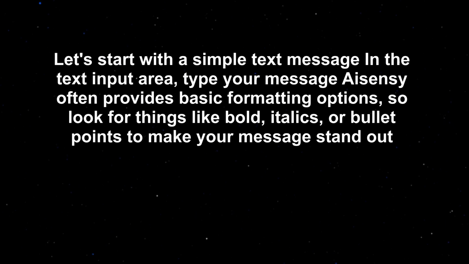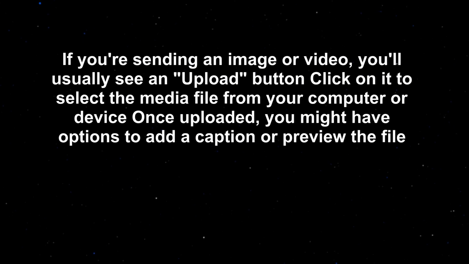In the text input area, type your message. Aisensy often provides basic formatting options, so look for things like bold, italics, or bullet points to make your message stand out. If you're sending an image or video, you'll usually see an upload button. Click on it to select the media file from your computer or device. Once uploaded, you might have options to add a caption or preview the file.